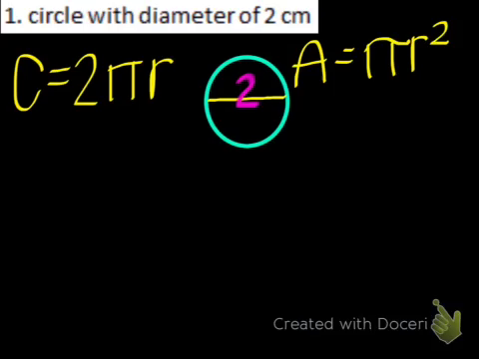Today we're going to be reviewing how to find the circumference and the area of a circle. For each of these 4 questions, I've put the formulas for circumference and area of a circle at the top. Remember that circumference is 2 times pi times radius, or 2 pi r, and that to find the area of a circle, it's pi r squared.